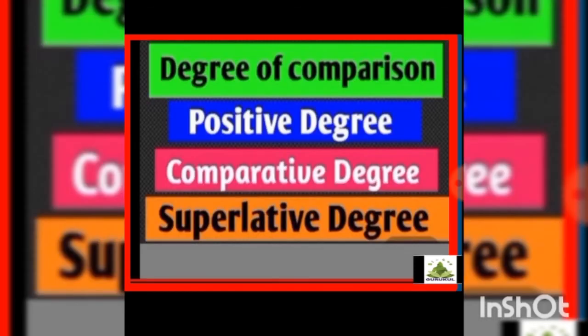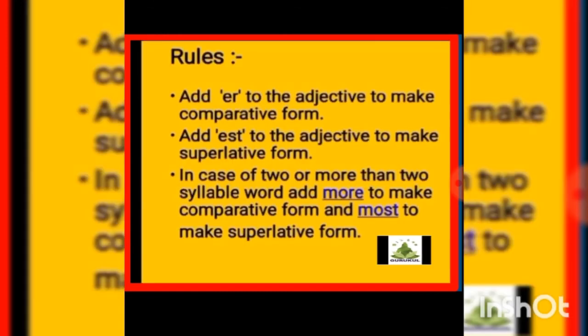Okay, I hope children you have understood all the rules of comparative and superlative degrees. So today in this class, children, we have studied degrees of comparison, that there are three degrees of comparison. The first one is positive degree, the second one is comparative degree, and the third one is superlative degree. Okay, now at last, children, we will see the rules that we have studied in all these three degrees. One by one we will revise them again.